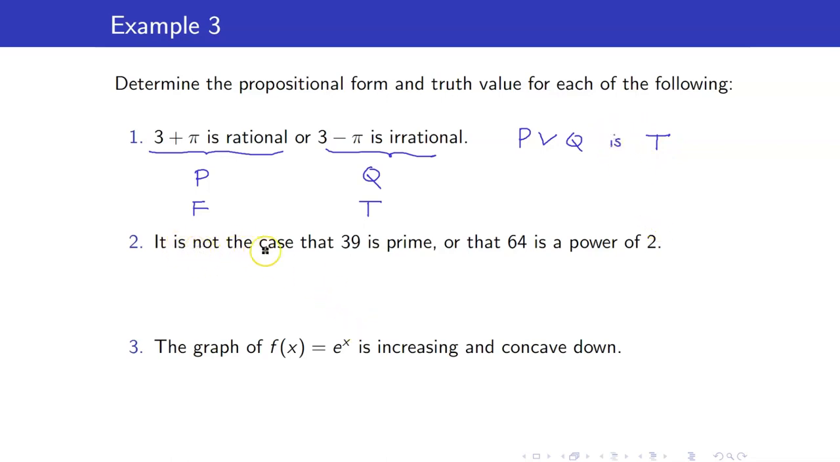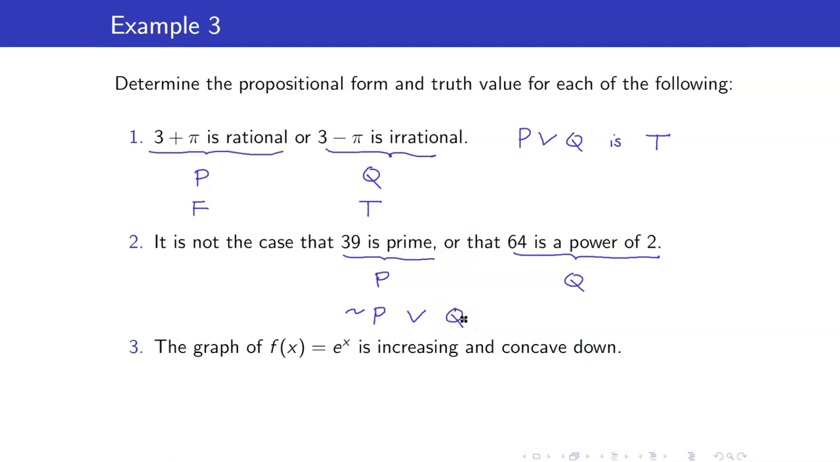Next, it is not the case that 39 is prime or that 64 is a power of 2. So let this be P. And then here, 64 is a power of 2 is Q. Notice here that you have a comma. This one is saying that the it is not the case just goes for P. So we have not P or Q.